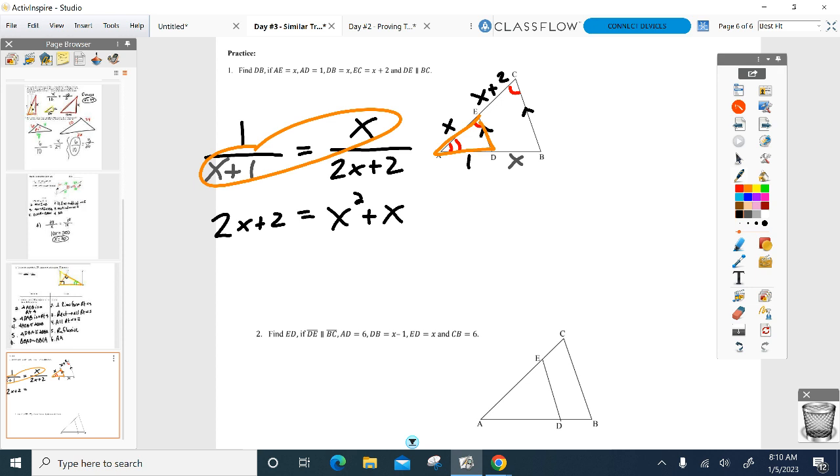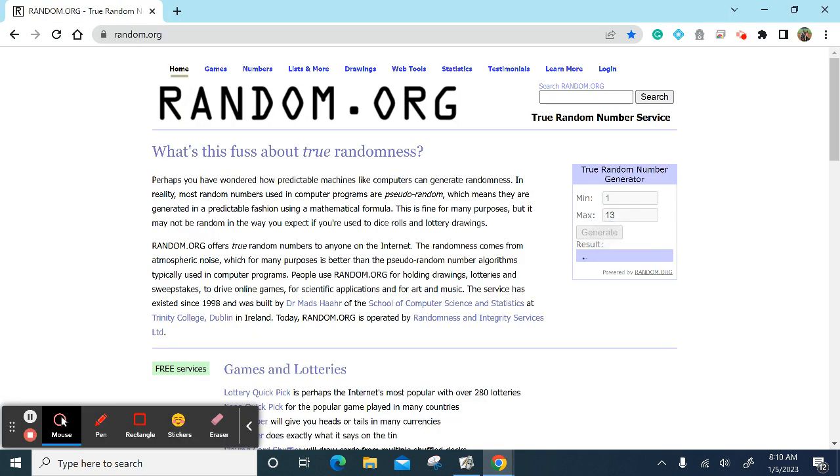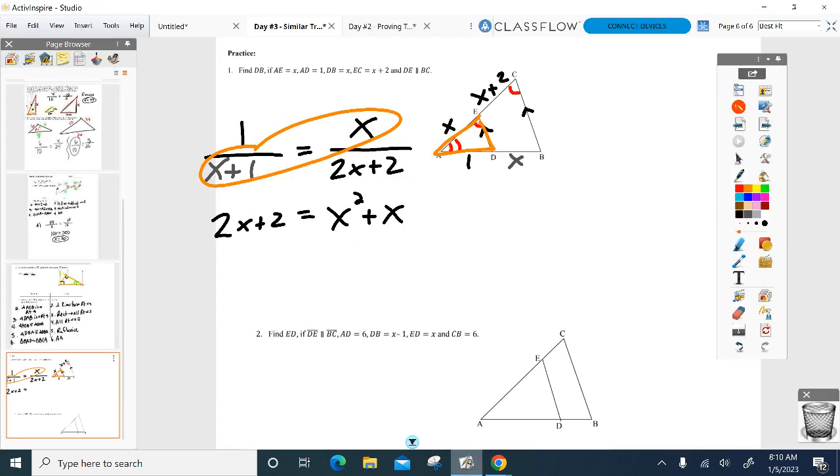This is why we did all the work on day 1 on Tuesday. This is why we did it. What's got to happen next? I have x squared and x over here. So what do I need to do with my 2x plus 2? Anna, what do I need to do here? Next step. You subtract 2x and 2 over to the other side. Get one side equal to 0 because we are about to factor.